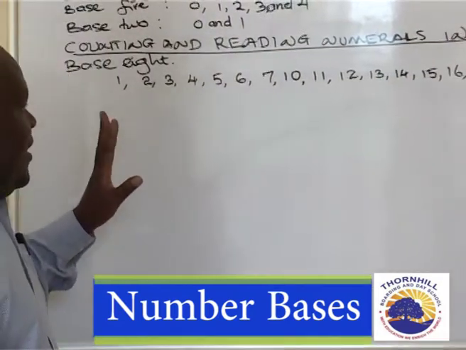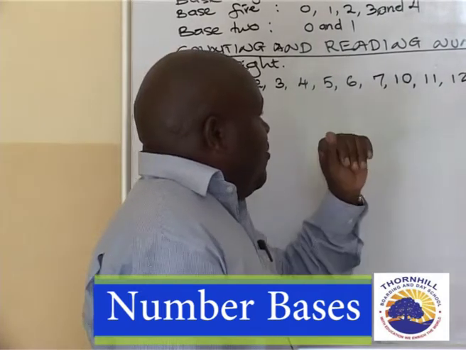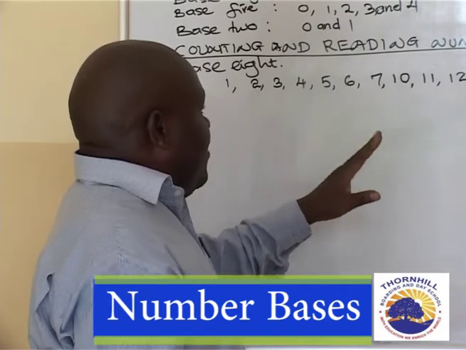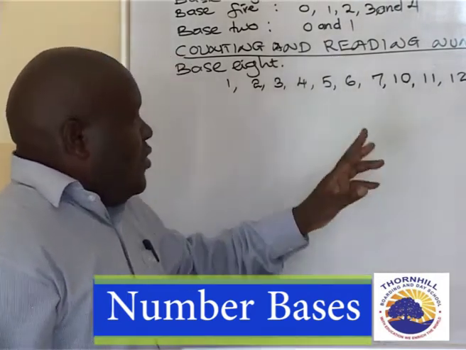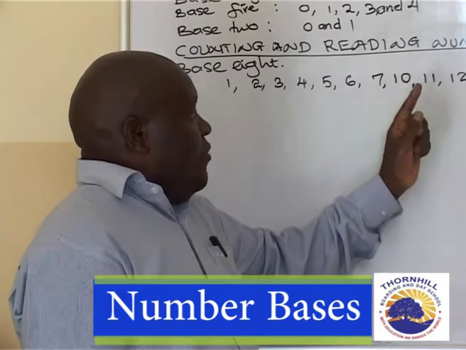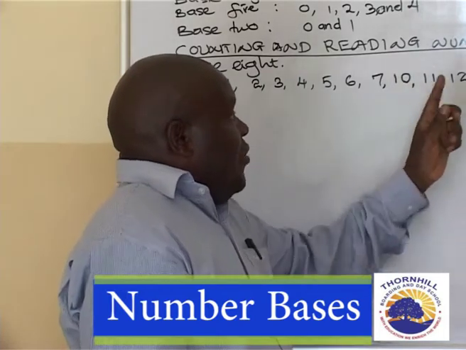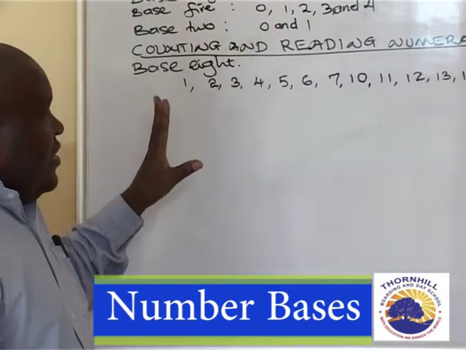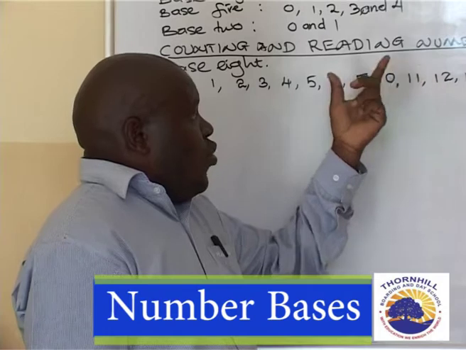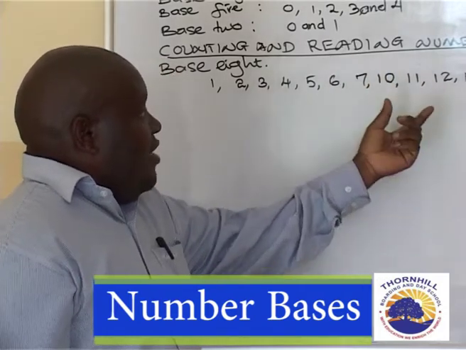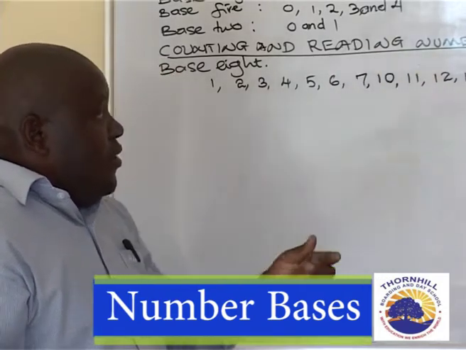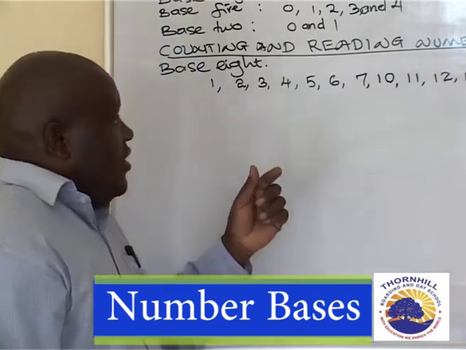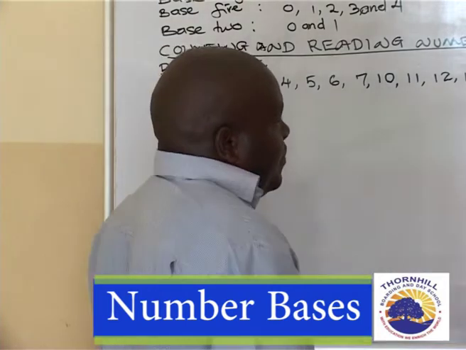The single digits, you just read them as they are: 1, 2, 3, 4, 5, 6, 7. And this one is not read as 10, but 1, 0 base 8, 1, 1 base 8, 1, 2 base 8, 1, 3 base 8, 1, 4, and so on. When we are reading in base 10, these numerals are read as 10, 11, 12, 13, and so on. But in other bases, you read them as individual digits. You don't read them as a whole number.